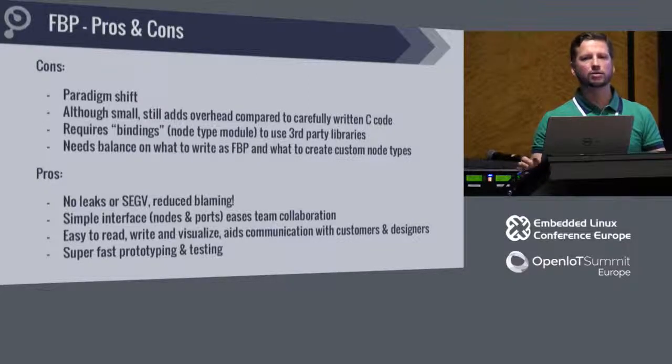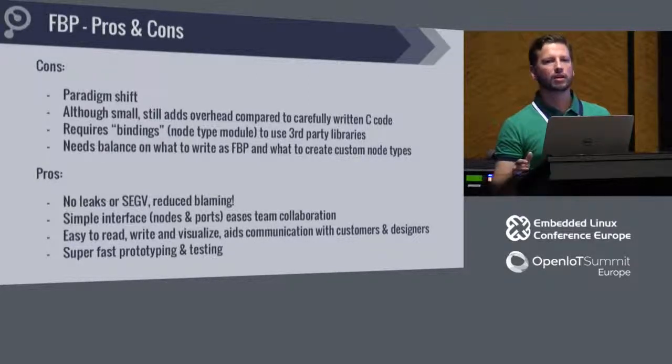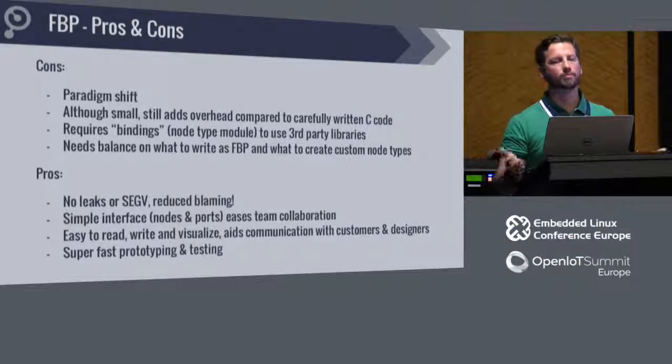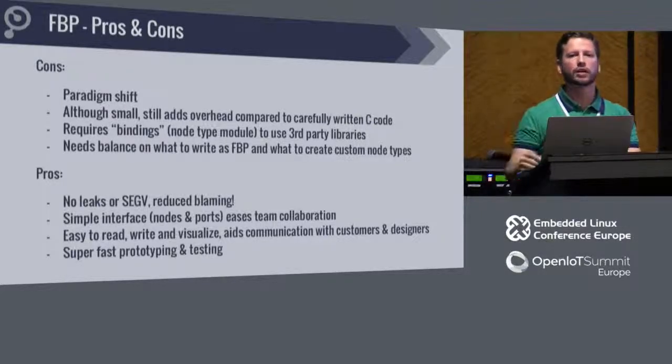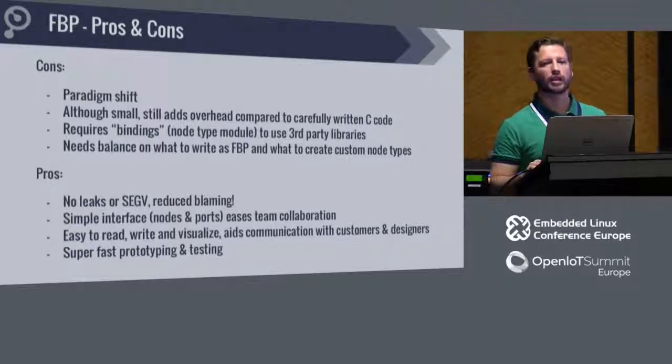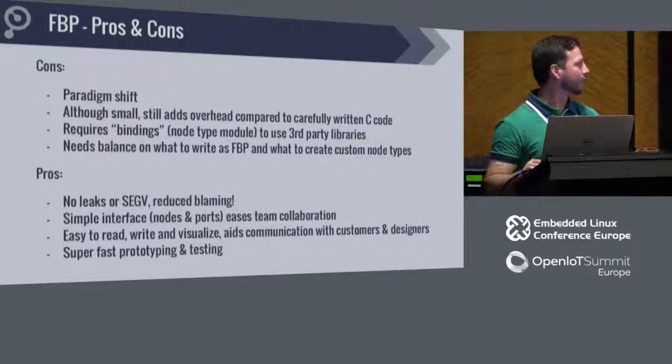Sometimes it's valid because it's just a proof of concept, you're just experimenting, then you can do that. But you need a careful balance to see what you're going to provide in node type and what you're going to use in FBP. The pros are much bigger in our understanding, and that's why I'm here. We have no leaks, no segmentation faults, reduced blaming. It's just by itself worth it.